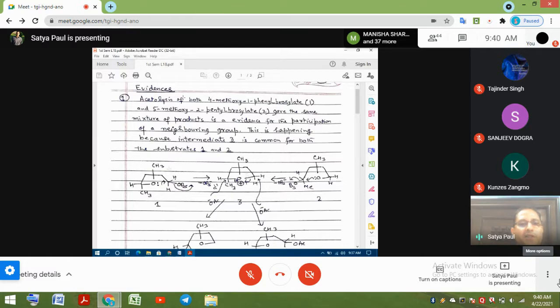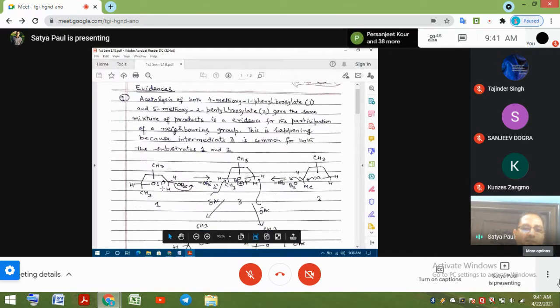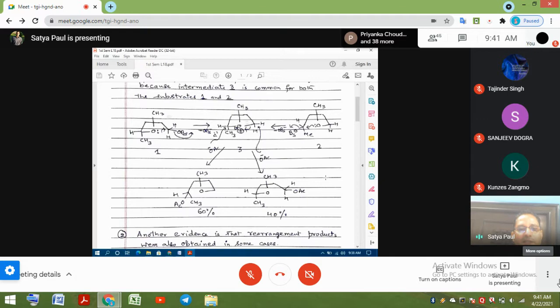Now we have to give some evidences about this mechanism. The first evidence is that acetolysis of both 4-methoxy 1-pentyl brosylate 1 and 5-methoxy 2-pentyl brosylate 2 gave the same mixture of products. So either you start from this, which is much different from this one, but ultimately the net result is that we are getting the same mixture of product, 60% of this and 40% of this.